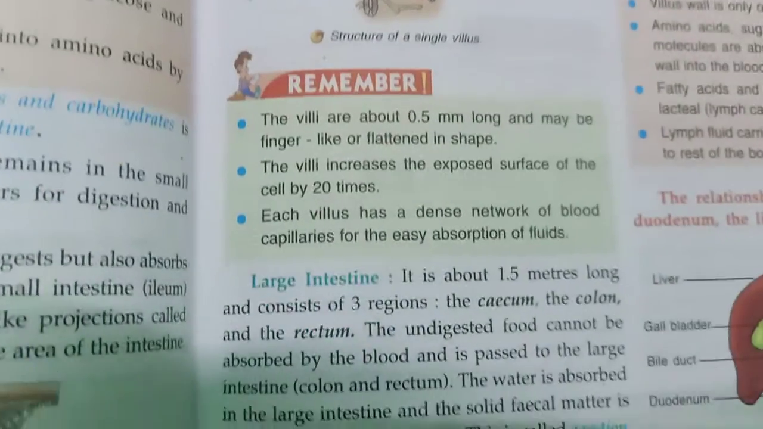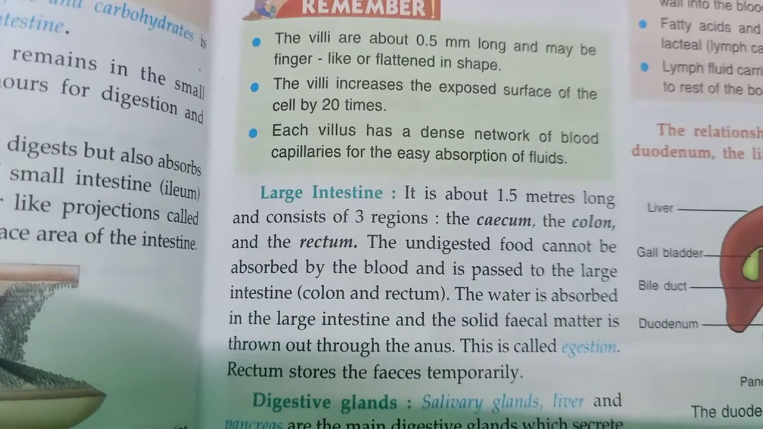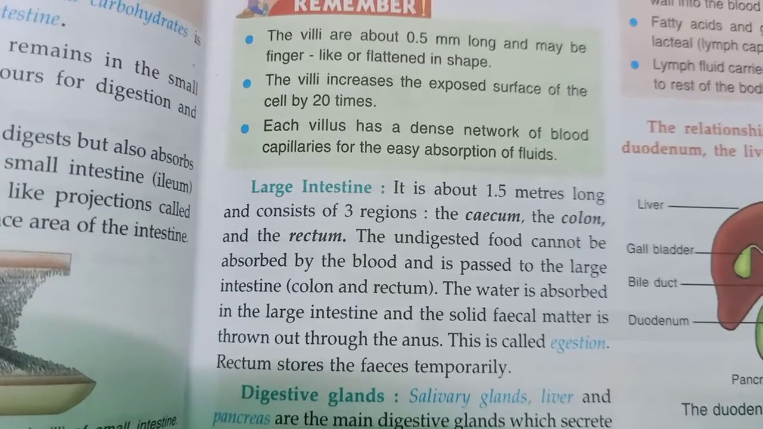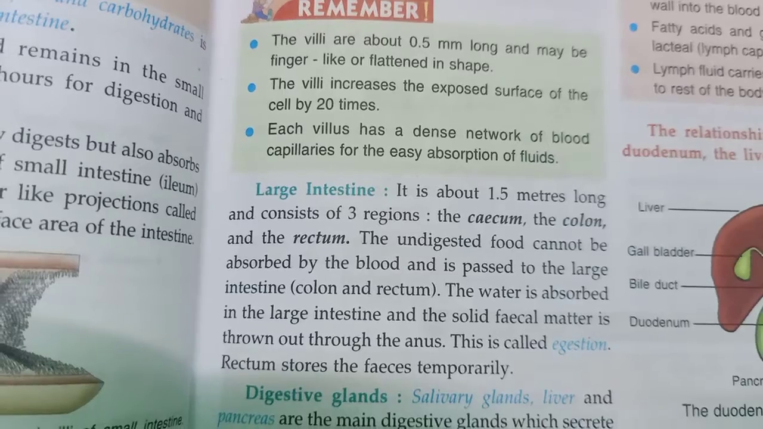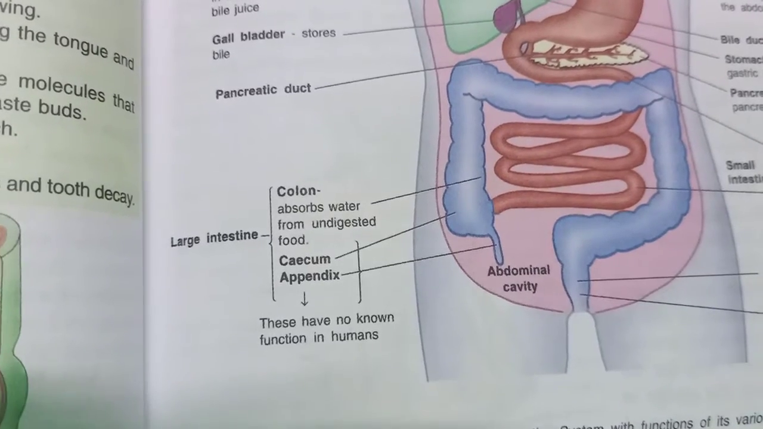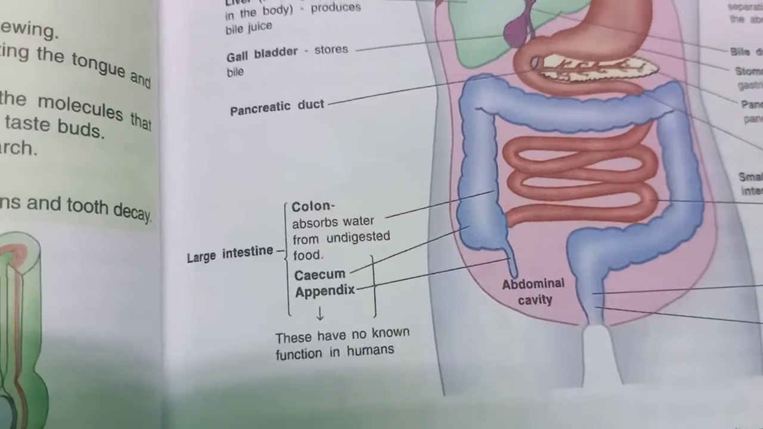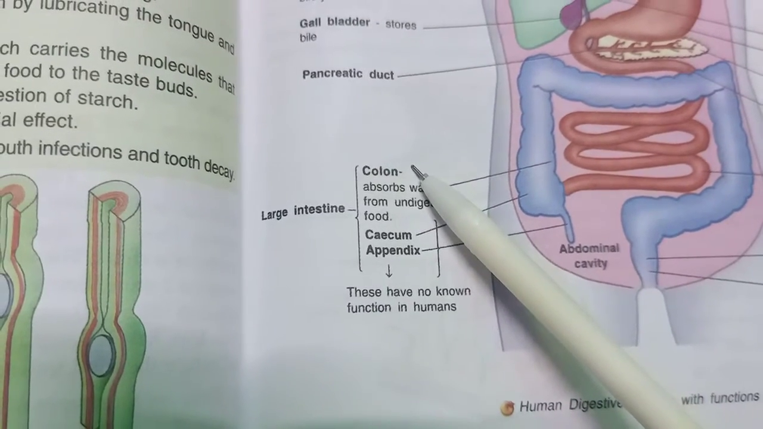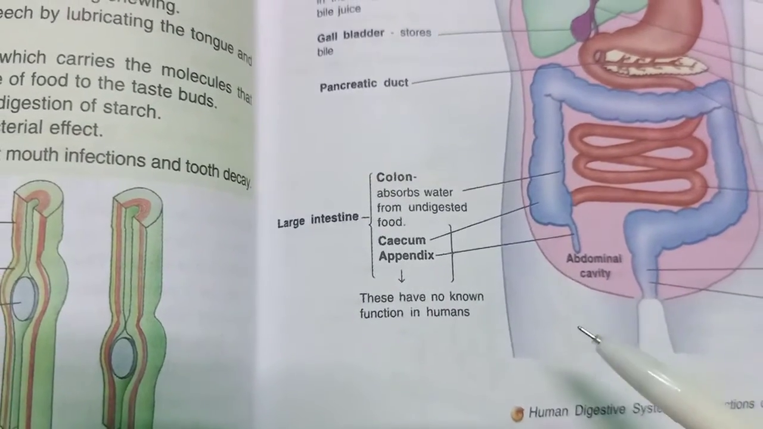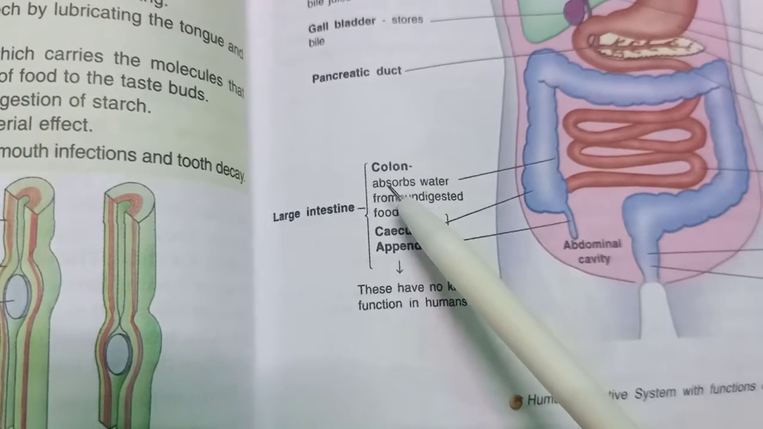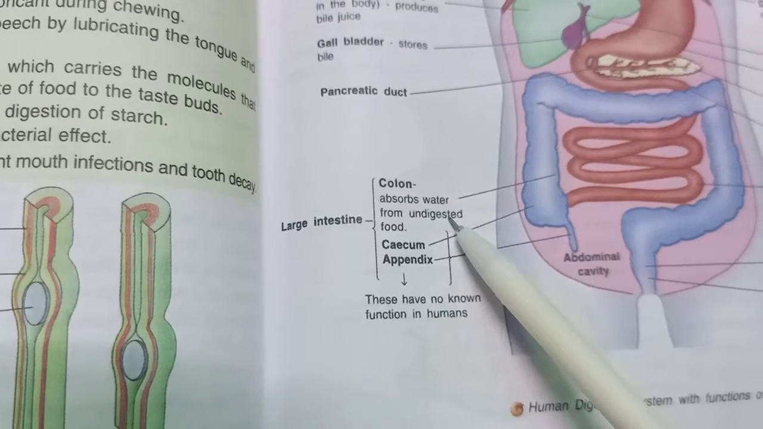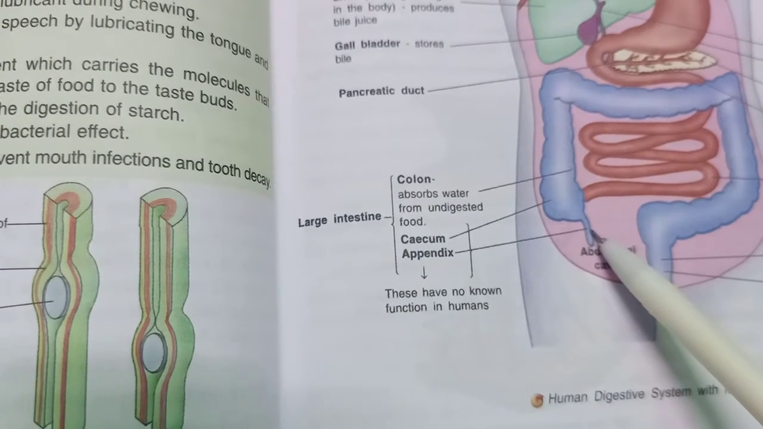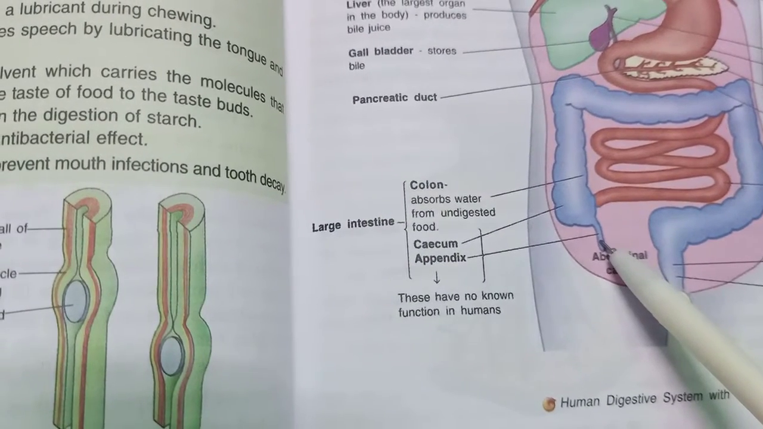Now we come to the next, that is the large intestine. It is about 1.5 meters long and consists of 3 regions: the caecum, the colon and the rectum. Now I'll show you in the diagram. Here you can see that this part, the blue color part, is known as the large intestine, and it is divided into 3 parts: the caecum, the colon and the rectum. The colon absorbs the water from undigested food, and the caecum is here, and the appendix is here. These have no known functions.